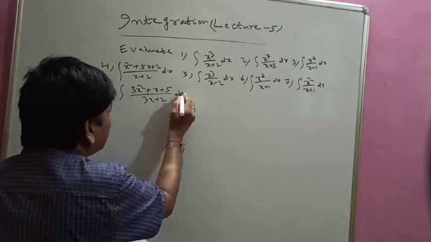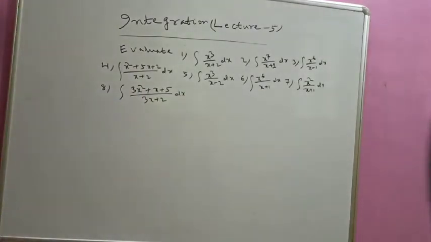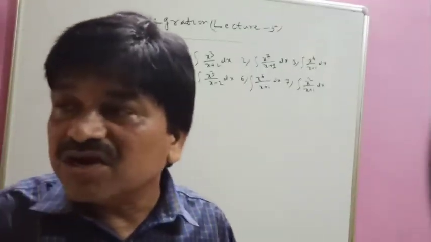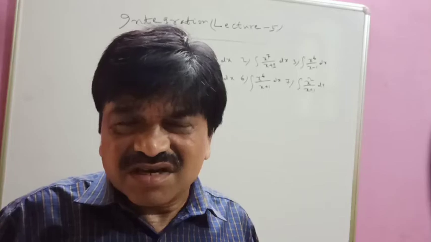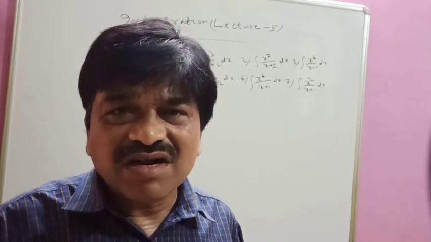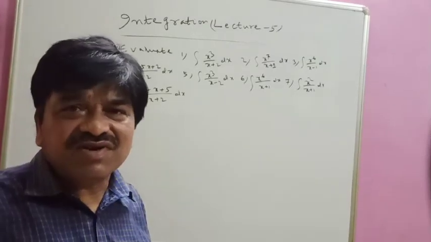All these questions are based on type 1. Type 1 means if the degree of the numerator is greater than or equal to the degree of the denominator, then you divide the numerator by the denominator and continue the division till the degree of the remainder is less than the degree of the denominator. After that, you write dividend by divisor is quotient plus remainder by divisor.